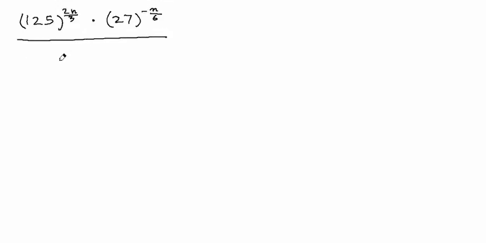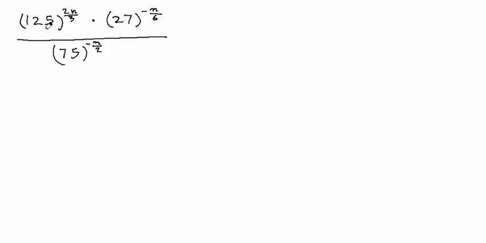Let's try another one. Let's have 125 raised to the 2n over 3. So that's a fractional exponent, multiplied with 27 raised to the negative n over 6, that's a negative fractional exponent, divided by 75 raised to the negative n over 2, another negative fractional exponent. Let's try and simplify this.